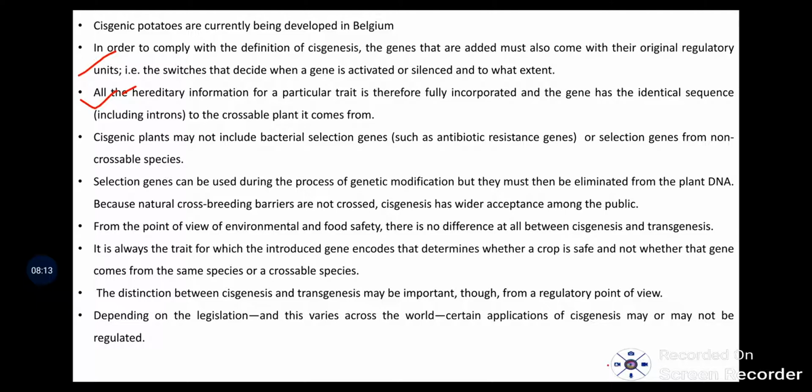Cisgenesis has wider acceptance among the public. From the point of view of environment and food safety, there is no difference between cisgenesis and transgenesis. It is always the trait for which the introduced gene encodes that determines whether a crop is safe or not, whether that gene comes from the same species or a crossable species. The distinction between cisgenesis and transgenesis may be important depending on the legislation that varies across the world. Certain applications of cisgenesis may or may not be regulated.